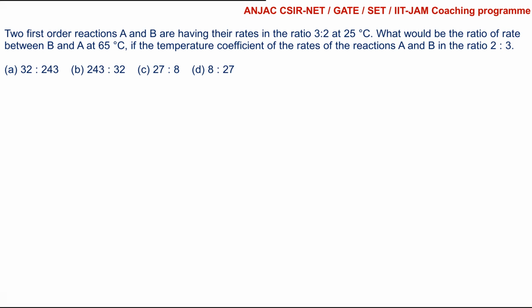If the temperature coefficient of rates of the reactions A and B is 2:3. A and B. Here also you should be very cautious for which reaction the temperature coefficient is 3. Therefore, and initially 3:2. Which rate is having 3 times and which rate is having 2 times. And what is asked? B and A is asked. Therefore, you should be very cautious in working out these problems.